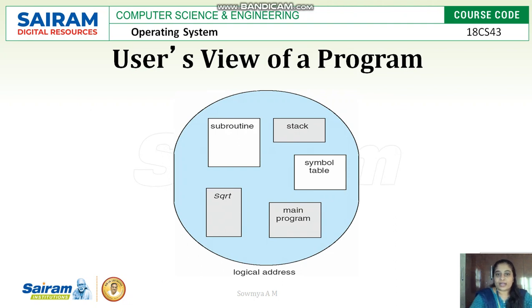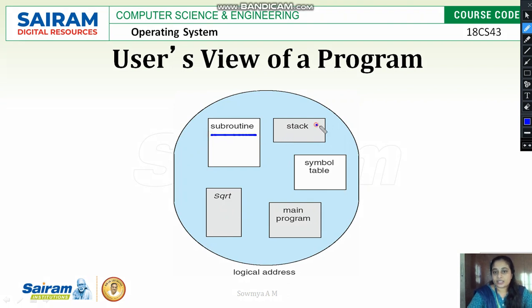The user view of a program is like this. In the logical address, there will be subroutines, stack, symbol table, main program, square root, like user. This should be like a library function. So you will be having library functions, subroutines or user-defined programs or sub modules, stack which is used for storing the runtime data, symbol table and main program. This is the logical address space of a program from the user's point of view.